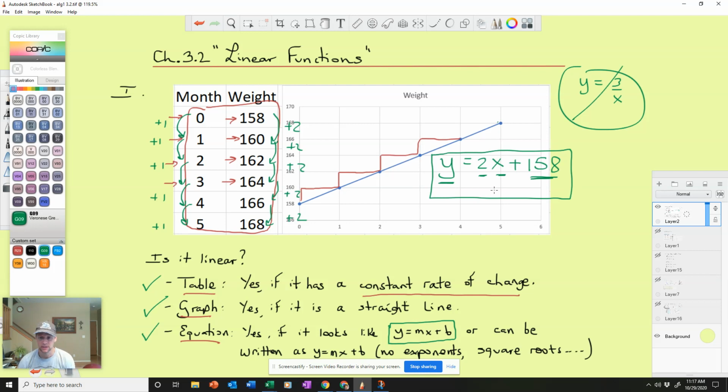Now, I don't expect you today to know how to come up with that equation yet, although some of you probably know it, but that's a section, the next few sections.